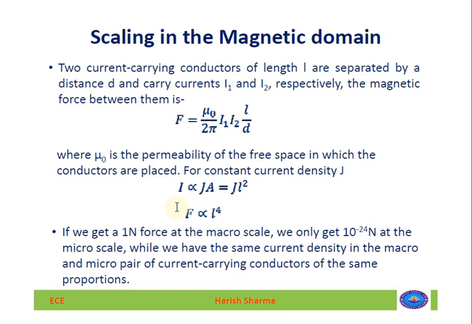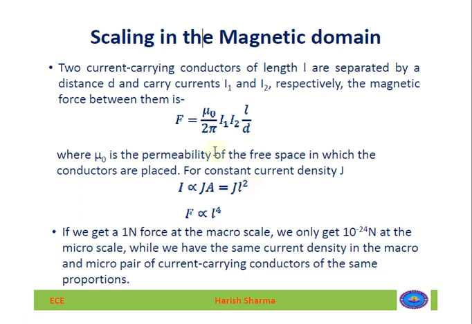Next, the effect of scaling in the magnetic domain. Two current carrying conductors of length L are separated by distance d and carry currents I1 and I2 respectively. The magnetic force between them can be written as F equals mu naught upon 2 pi into I1 into I2 L upon d, where mu naught is the permeability of the free space in which the conductors are placed. From this equation, the current I is proportional to J multiplied by A, where J is the current density and A is the cross section area, or L square.